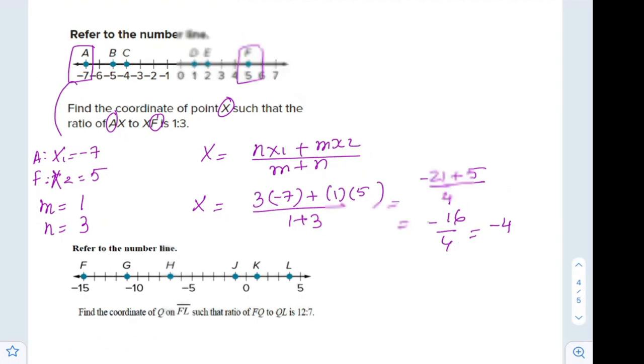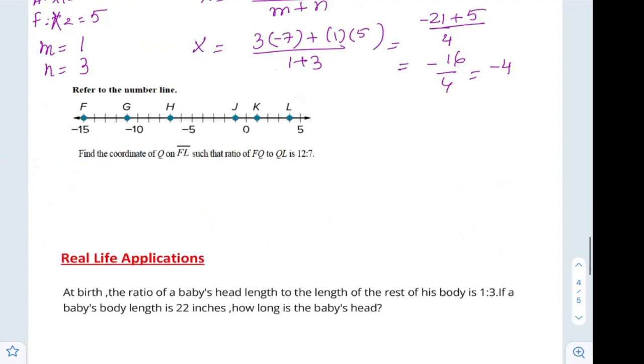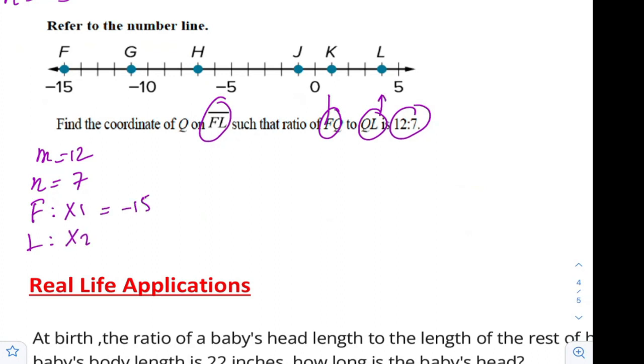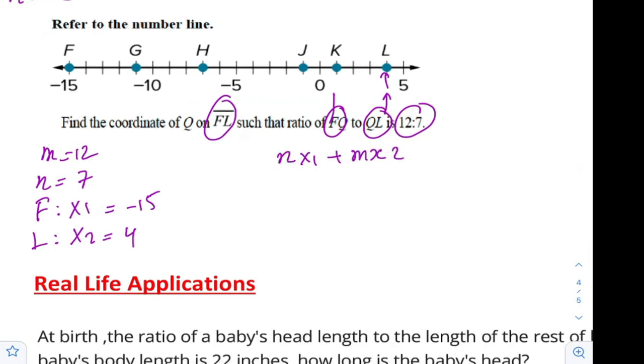Okay. Here is another number line. We have 12 to 7. So our m is 12, our n is 7. I'm repeating this because in the next lesson you are dealing with the same thing but in the coordinate plane. So you have to be very careful about this lesson. Find the coordinate of Q on FL. So F is your x1, and we want FQ to QL. So starting F, ending L. L is x2. F is negative 15. L is here, which is, as we see, 4. Let's apply. We have nx1 plus mx2 over m plus n.